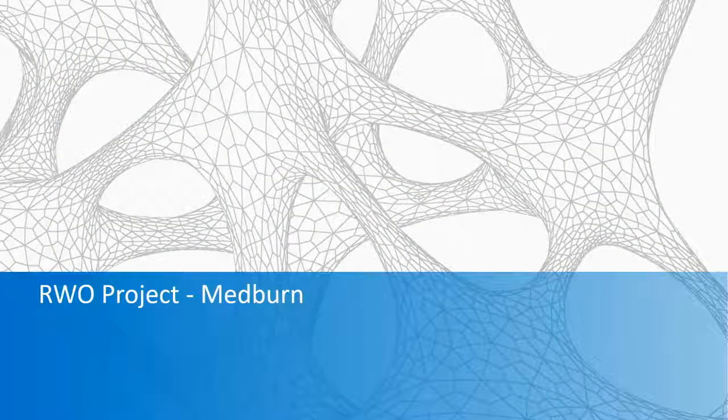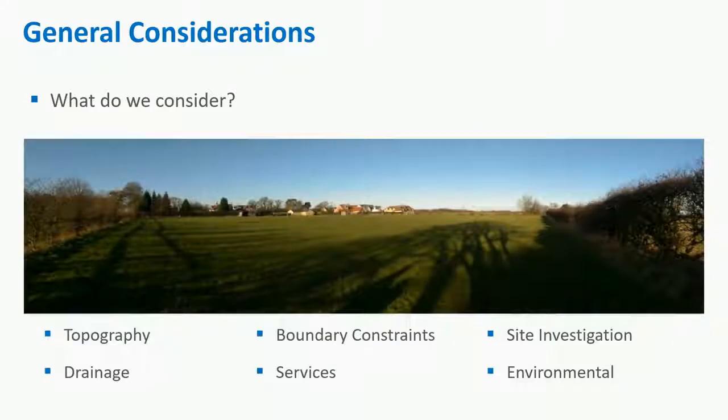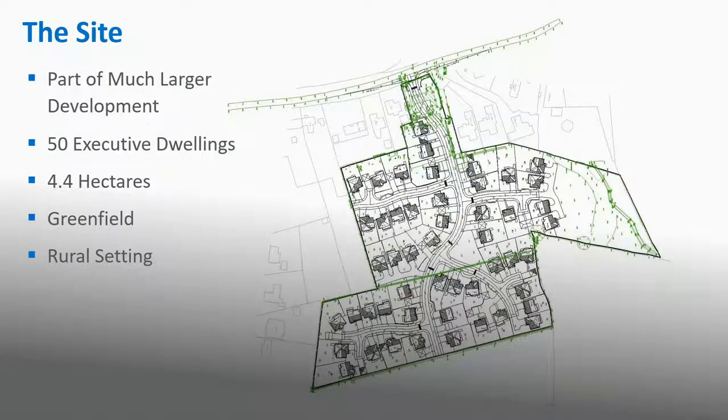So the site itself is a residential site up in Medburn, outside of Newcastle. Looking at general considerations with the site, stuff you consider on any site, whether it's residential, commercial, industrial: topography of the site, drainage, boundary constraints, services. You know, is the site flat, steep, what are your drainage outfall points, boundary constraints, access and egress, services, any existing easements, drainage, any other services to consider, site investigation and environmental considerations. The site itself, what we're looking at through Civils, it's a 50 executive dwelling site over 4.4 hectares.